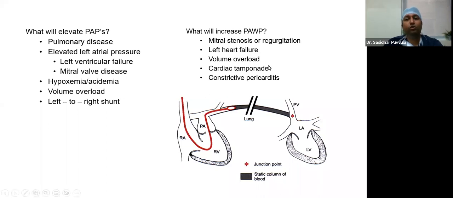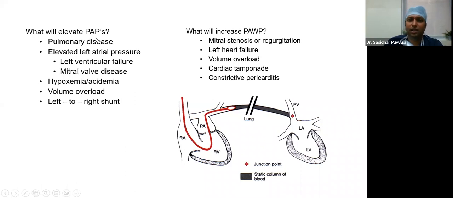When there's volume overload and there's a cardiac tamponade or constrictive pericarditis. The main clinical utility of pulmonary artery wedge pressure is to differentiate between your cardiogenic and non-cardiogenic pulmonary edema. When your lungs are wet, patient's oxygenation is low, and to differentiate what is the cause, whether the heart failure is a cause or the pulmonary infections or pulmonary ARDS is per se the cause, your pulmonary artery wedge pressure can clearly differentiate.